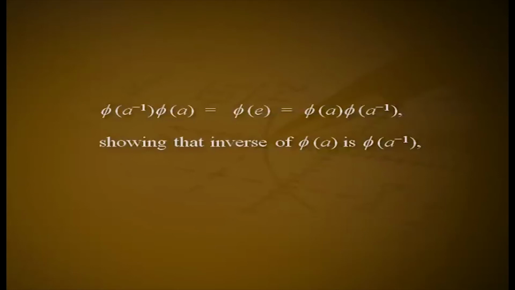phi of e, which is equal to phi of a into phi of a inverse, showing that the inverse of phi of a is phi of a inverse. That is, phi of a inverse is equal to phi of a, inverse for every a in G. Theorem 4. Any infinite cyclic group G is isomorphic to the group Z of integers under addition.